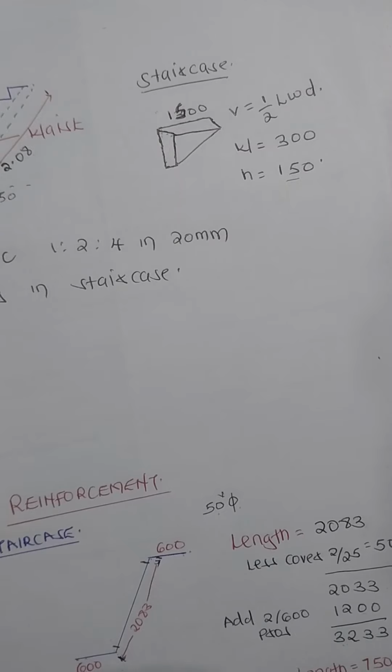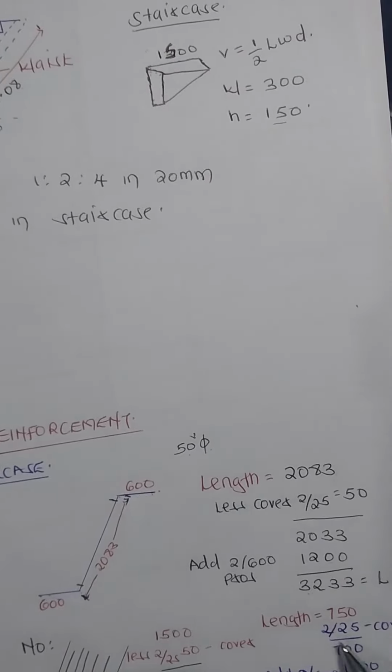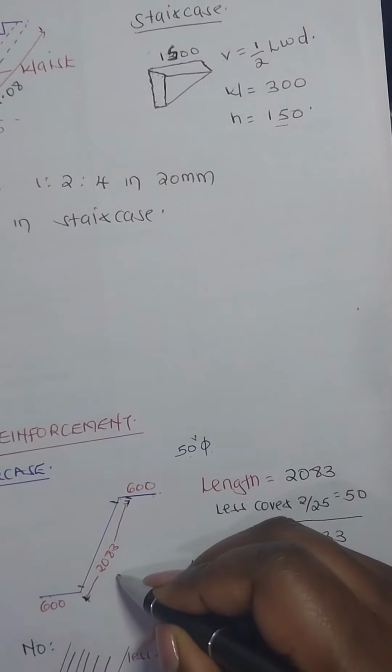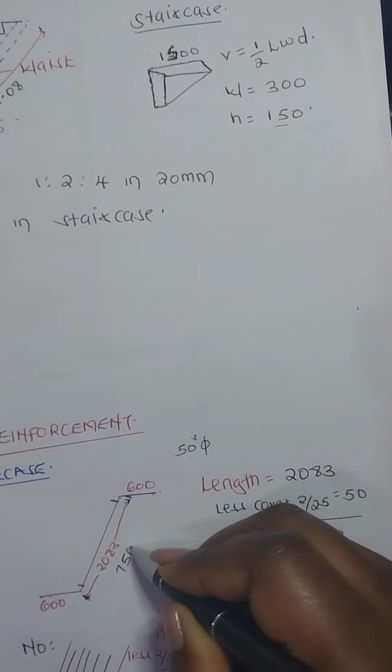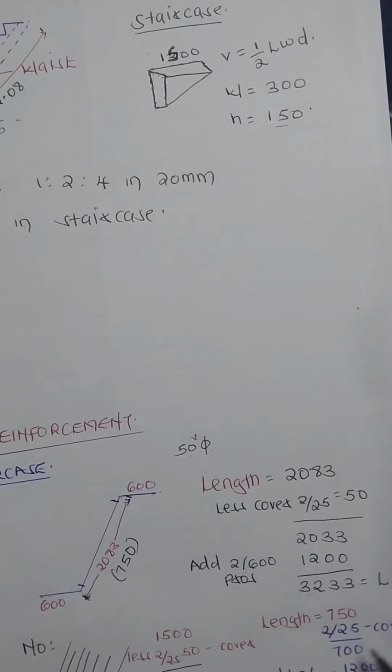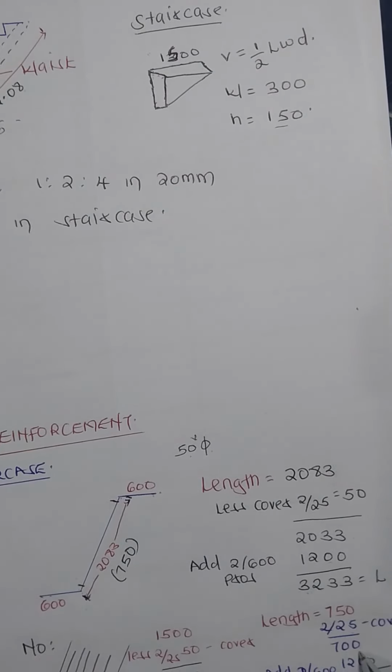Now, for the second, that is for the first and the second flight. For the intermediate flight, it's going to be the same. We had 750. Here now we had our length to be 750. So 750 we less cover, that is 700.